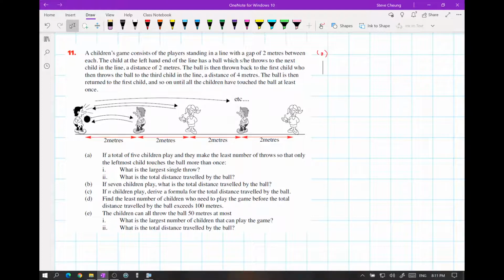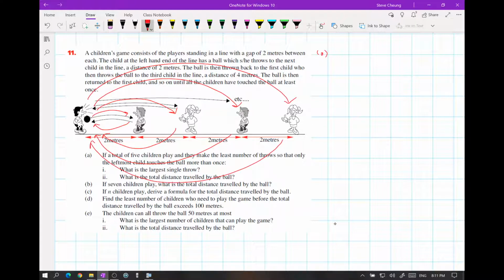So you have, well, let me just read. Child on the left-hand side has a ball which he throws to the next child in line. So they are playing toss. So that means this is 1, 2, 3, 4, and so forth. Okay?